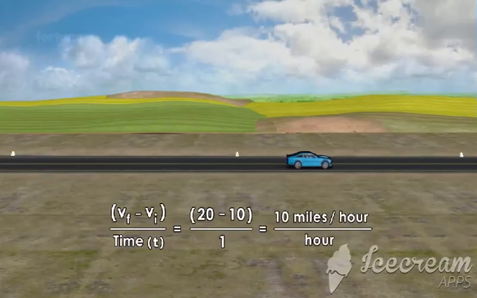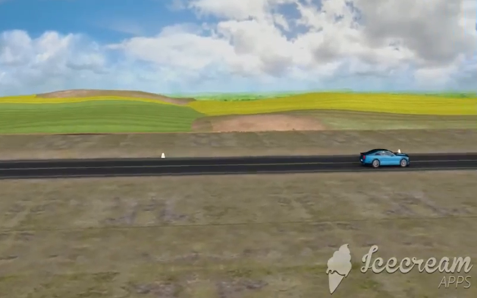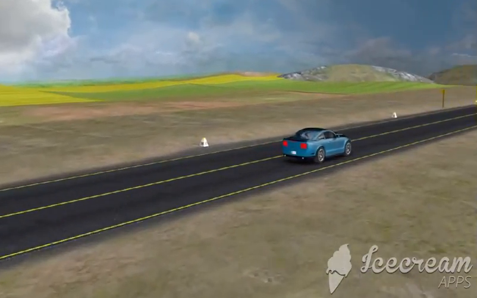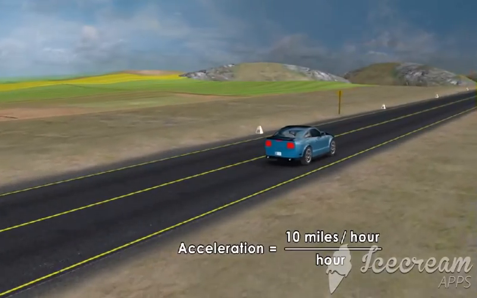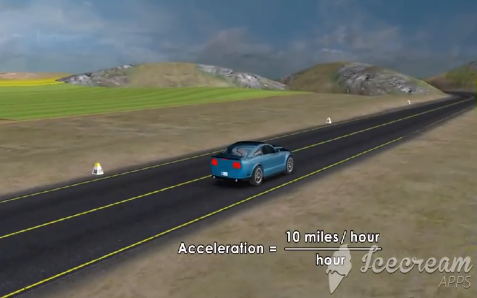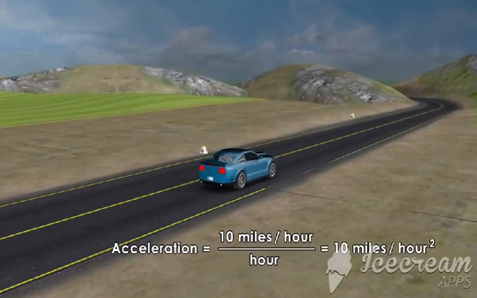That comes to 10 miles per hour square. But we express acceleration as velocity per time units. So it will be 10 miles per hour per hour. These units can be mathematically simplified to 10 miles per hour square.